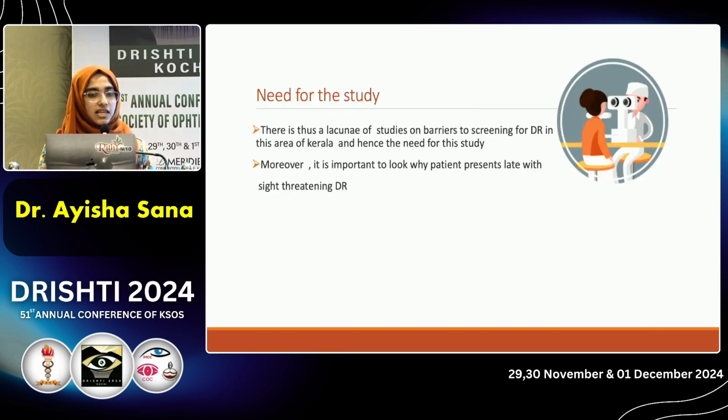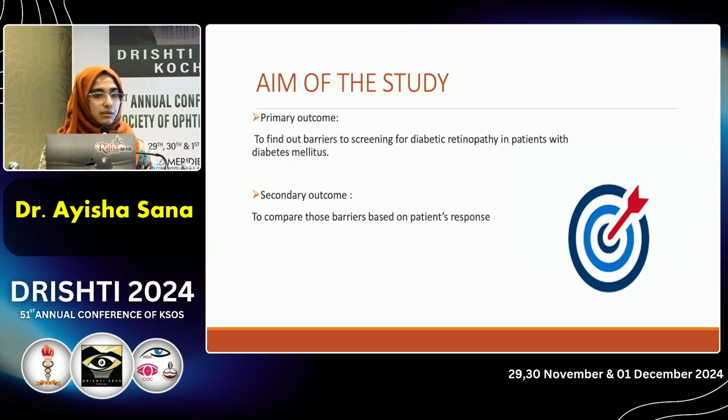There is a lacuna of studies on barriers to screening for diabetic retinopathy in this part of Kerala, and hence the need for this study. Moreover, it is important to look at why patients present late with sight-threatening diabetic retinopathy. The primary outcome of the study is to find out barriers to screening for diabetic retinopathy in patients with diabetes mellitus, and secondarily to compare those barriers based on patients' response.